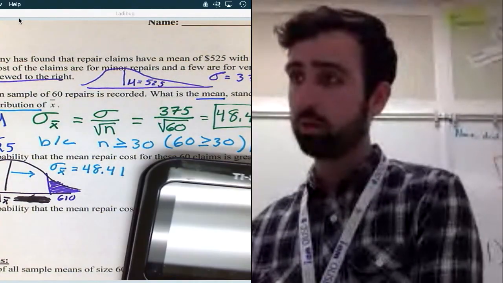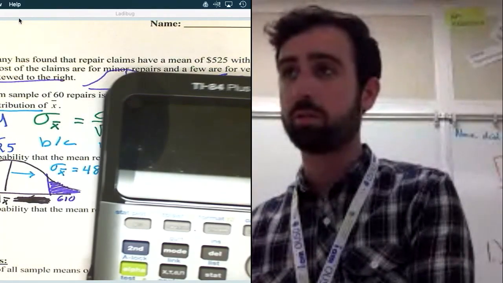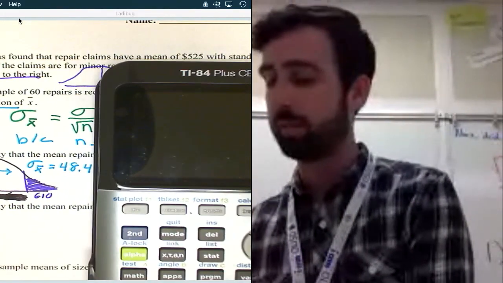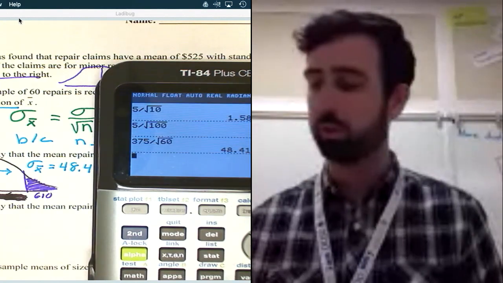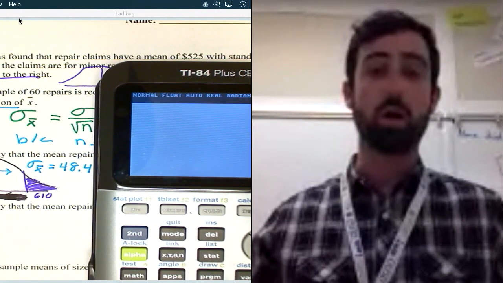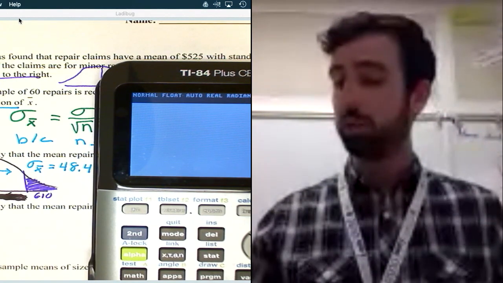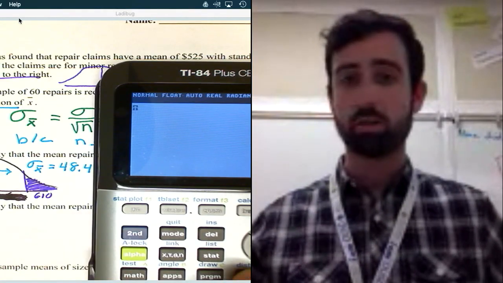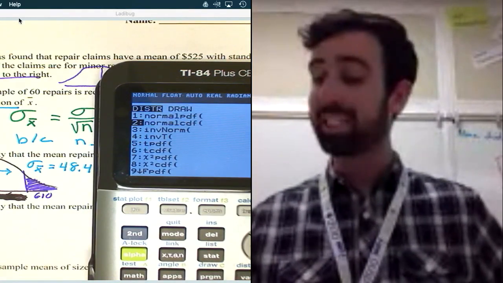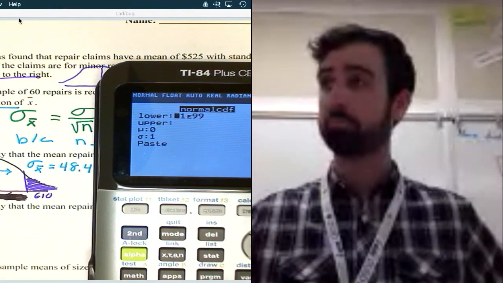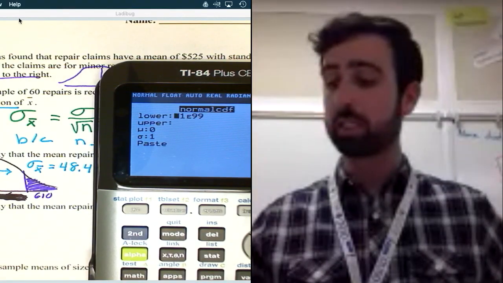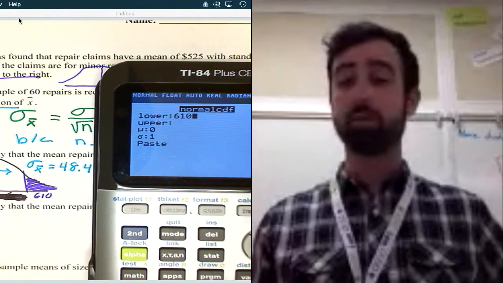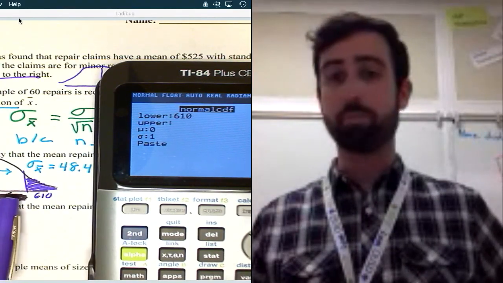So I stress my students to really, really use their TIs to save time, especially on the free response when it's going to take them forever. So on the TI 84, you're going to hit second distribution. You're going to go down to normal CDF. The lower is going to be 610. The reason lower is going to be the 610 is because we want everything bigger, right? We want this and above.